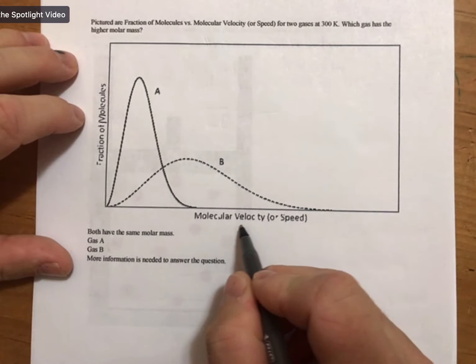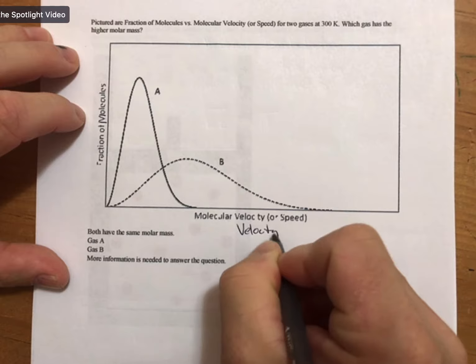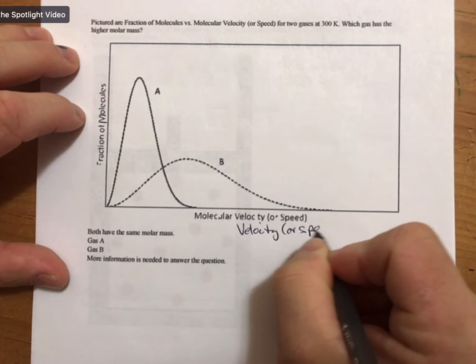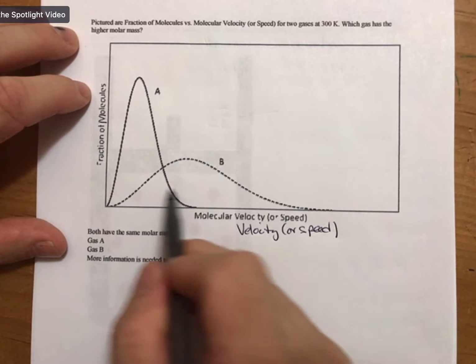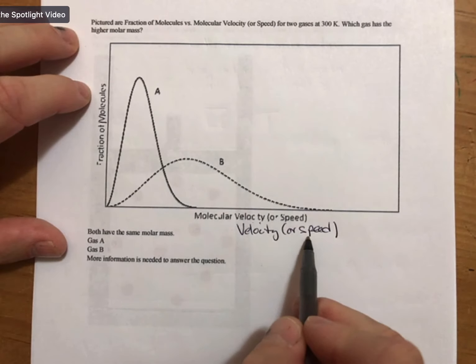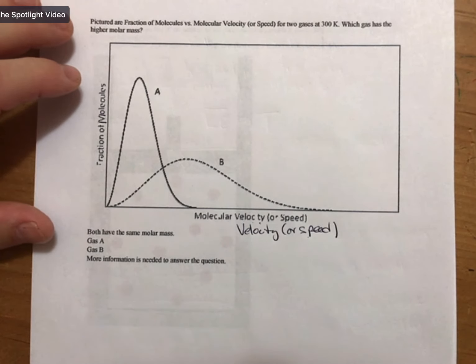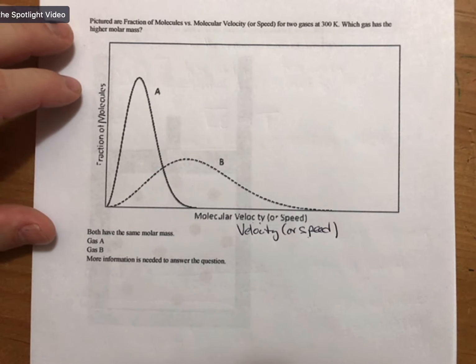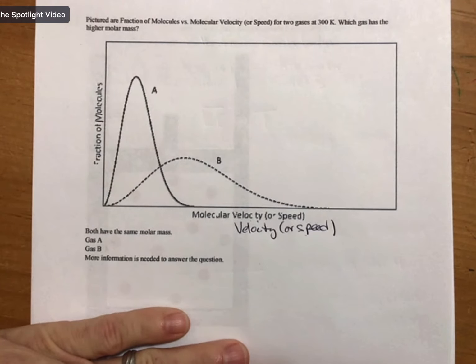But the x-axis is now molecular velocity or speed. And again, there's a distribution of velocities or speeds. And actually, let me jump in here. Can anybody tell me the difference between velocity and speed? Velocity has a direction. Thank you.